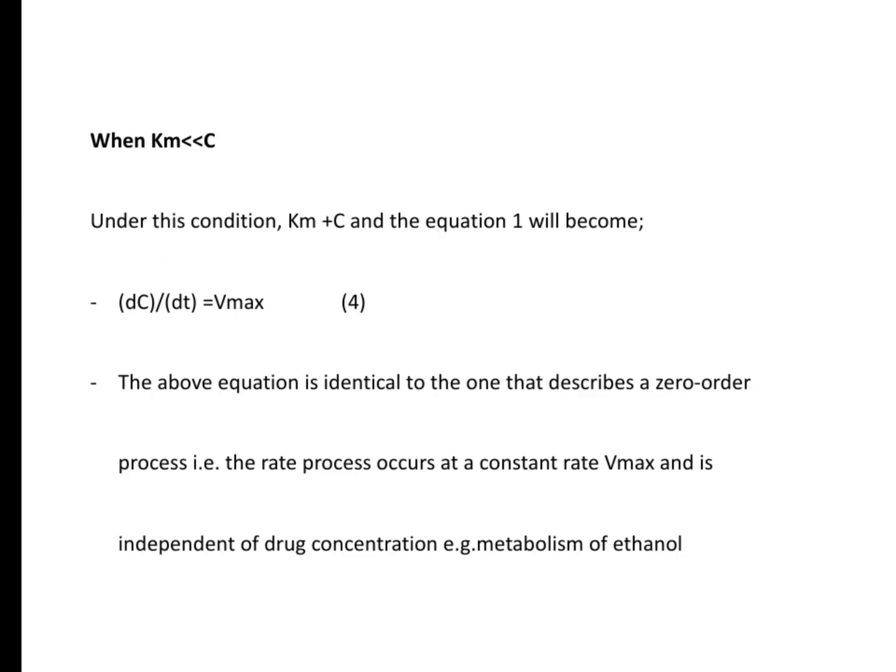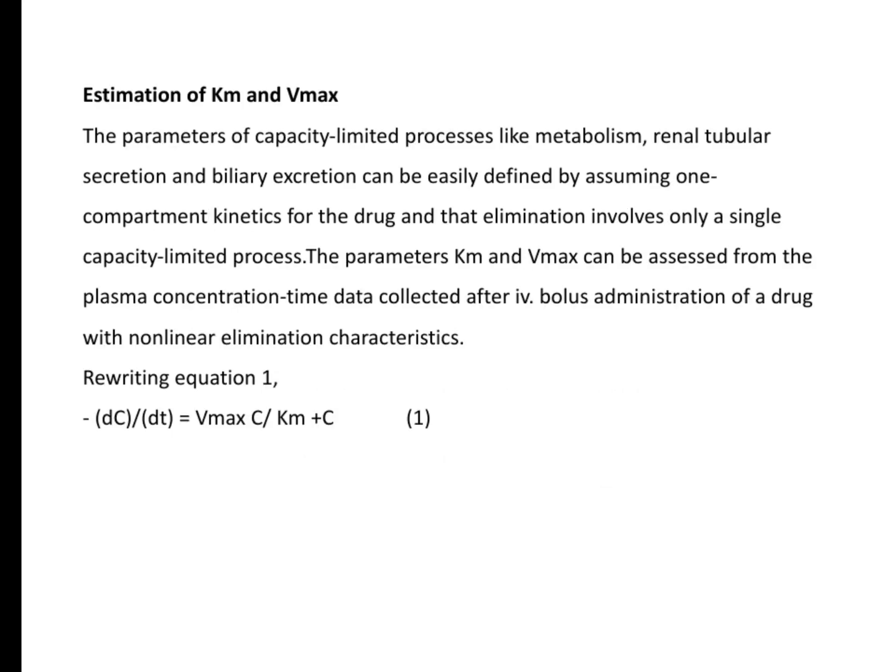When Km is less than C, Km plus C is approximately equal to C, and the equation becomes negative dC by dt is equal to Vmax. The above equation is identical to the one that describes a zero order process. That is, the rate process occurs at a constant rate Vmax and is independent of the drug concentration. Example, metabolism of ethanol.